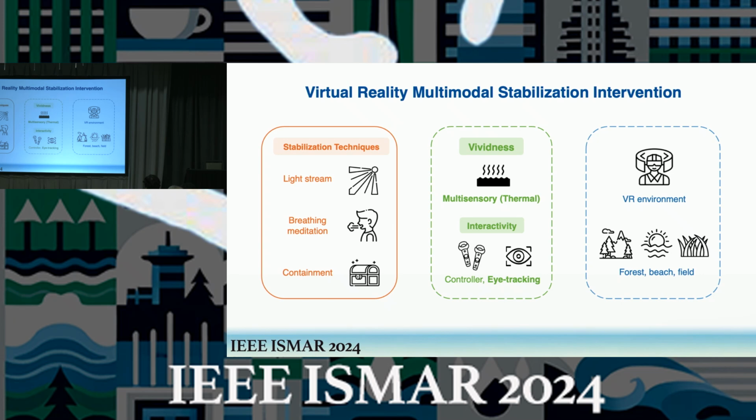Therefore, in this study, we implemented 3 stabilization techniques: light stream, breathing meditation, and containment, with multisensory thermal feedback and eye tracking interaction. These techniques are executed in 3 VR environments, including forest, beach, and field. To the best of our knowledge, this is the first VR intervention study specifically targeting stabilization techniques.